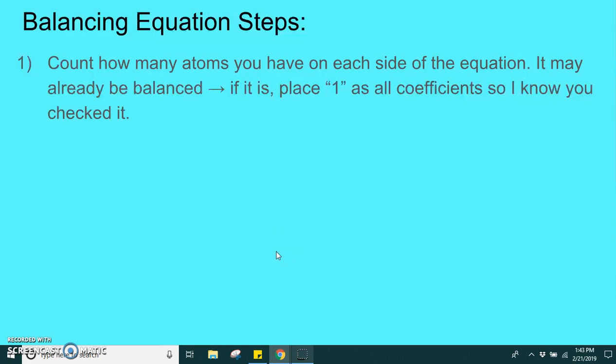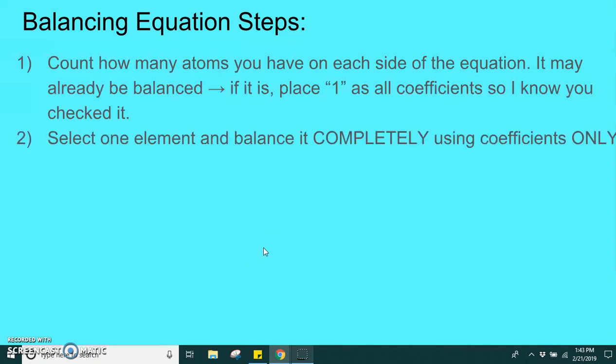It may already be balanced. If it is, you can place a 1 in front of all the coefficients so I know you checked it. You don't have to do this. You could just leave them blank because it's an implied 1. But if you want to make sure that you've done it, put a 1 there.